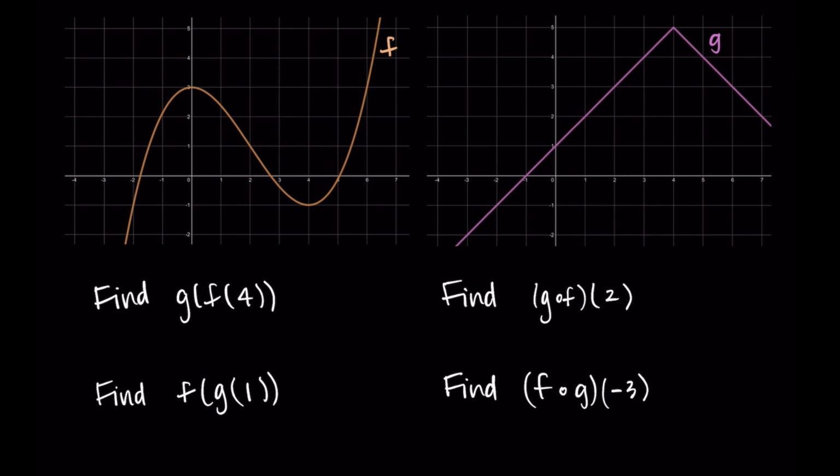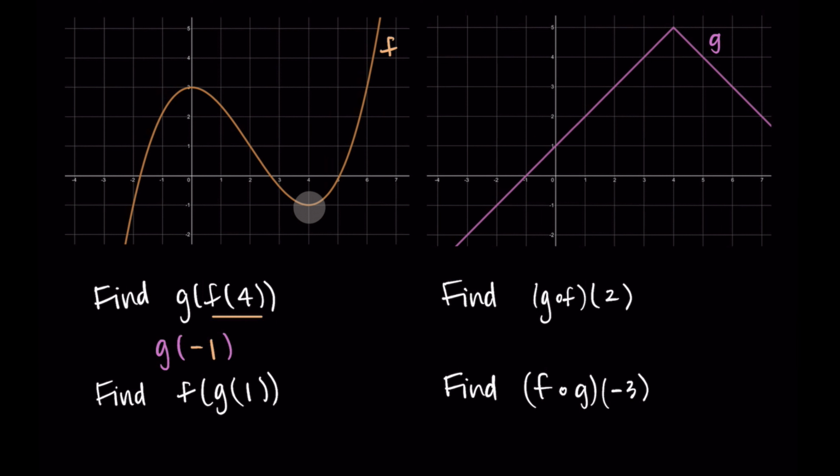Alright, so let's start with finding g of f of 4. Remember, with compositions, we start on the inside and work our way out. So the function f is going to happen first here, and whatever we get as the output becomes the new input for the next function. So we'll start with f of 4. 4 is our input and x value, and we want to find the corresponding output on the graph. The point is 4, -1 on the graph of f, and so the output is -1.